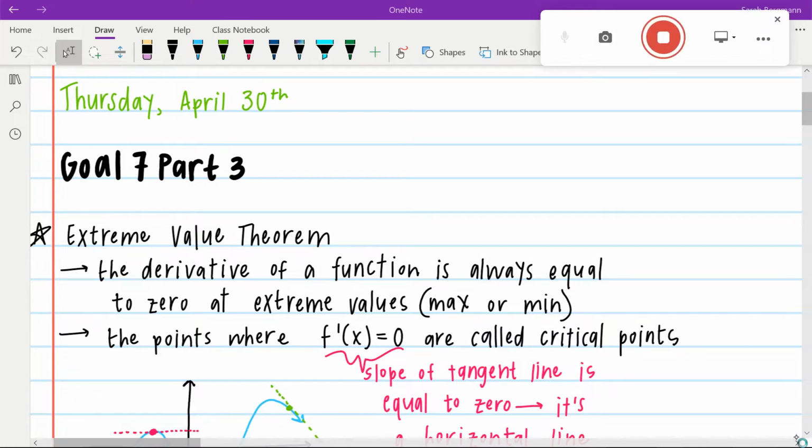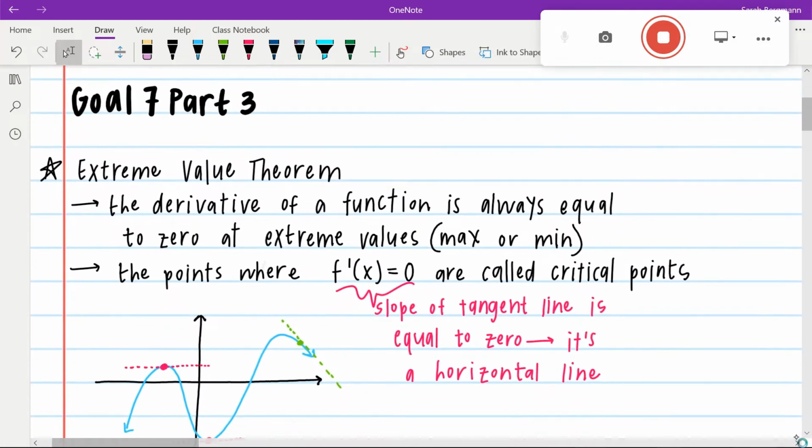Hey guys, today's Thursday, April 30th, last day of April, and we're finally about to be done with Goal 7. Today we are learning about extreme value theorem.